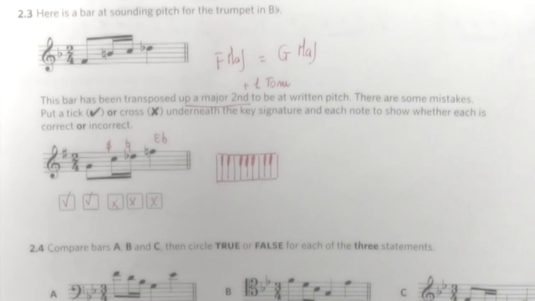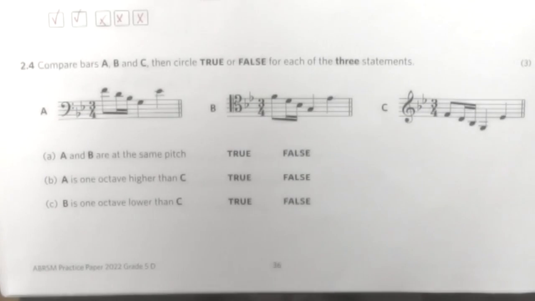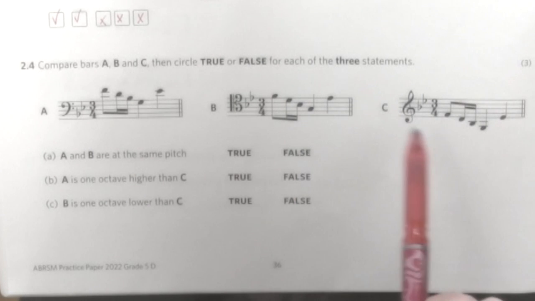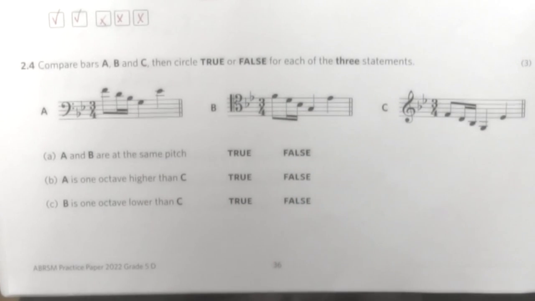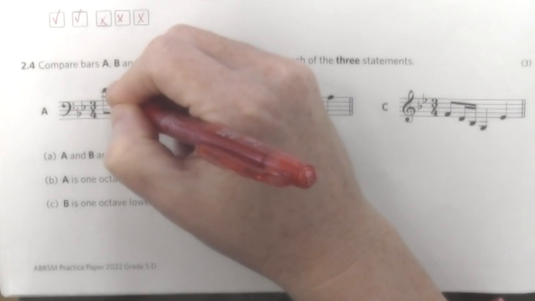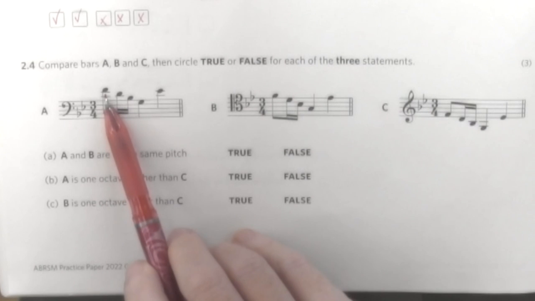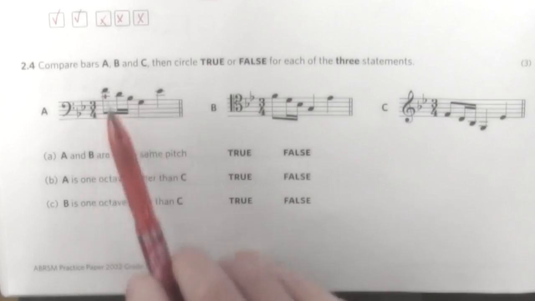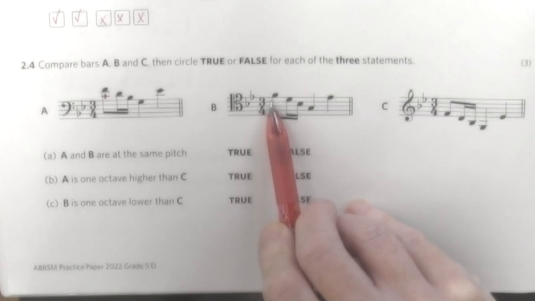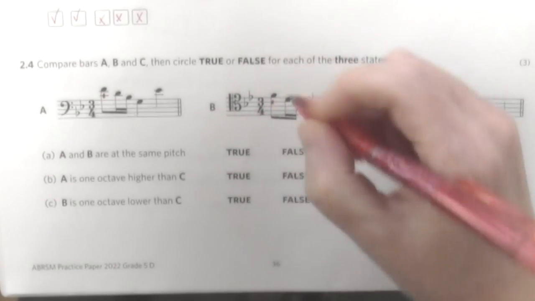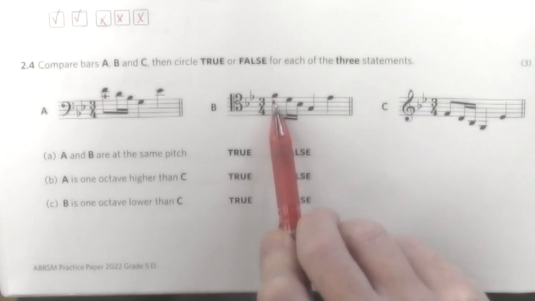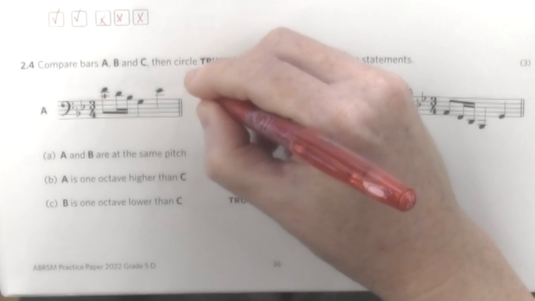Question 4, the last one in our section 2. In this question, we are asked to compare the 3 bars and circle true or false for each of the 3 statements. To answer this question, a very important mnemonic needs to be applied. If the pitch you want to know, middle C, are you above or below? So middle C in bass clef is here, and this means that this Fa is just above middle C. Middle C in the tenor clef is here, so this means that they are the same pitch because it's just above. So A equals B.